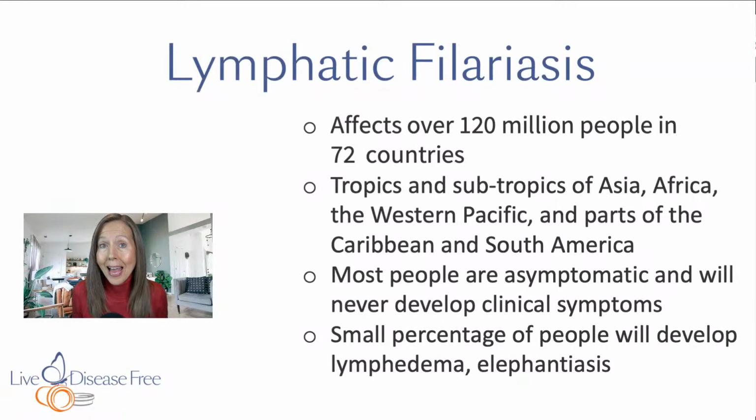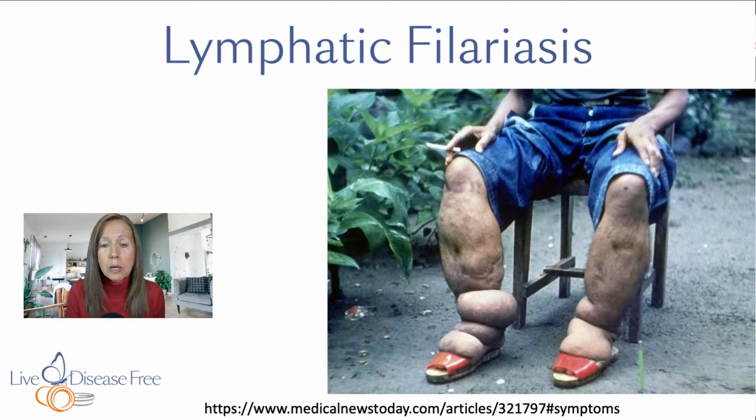But in the advanced cases, they can develop lymphedema, so swelling of lymph tissue, and also lymphatic system, and also elephantiasis. So maybe you guys have seen a picture like that. I'll just show you a picture. It's really, really awful. And I just wanted to talk a little bit about this type of filarial worm.